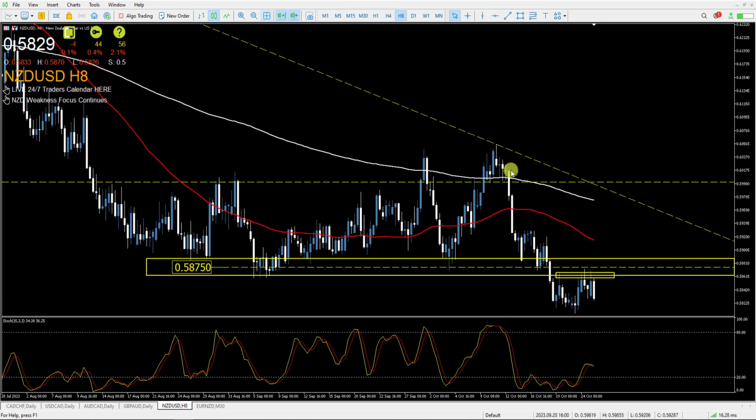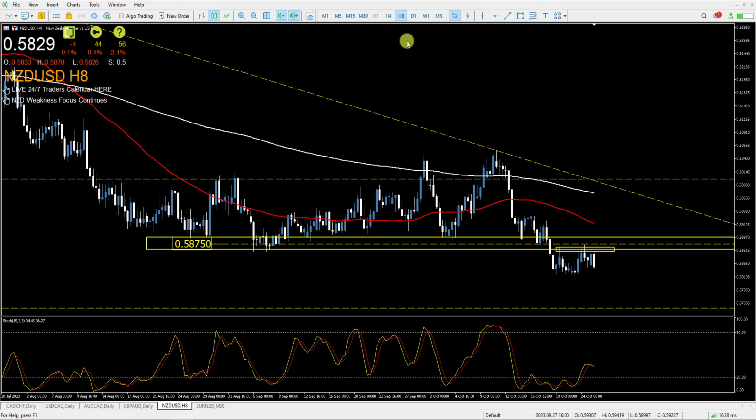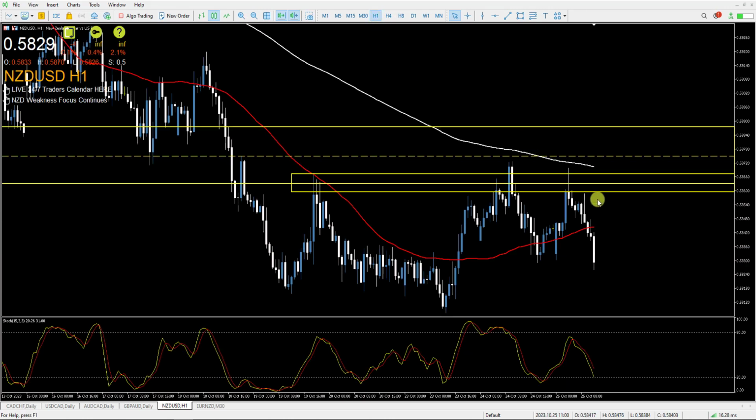Looking at the 8 hour as well, you can see we're failing to trade any higher. The hourly is looking pretty good as well. We did actually get some stochastic divergence up here. You can see price is making higher highs, stochastic making lower highs. At that point, price moved to the downside, it came back, it retested overnight, and now we're starting to see a bit more bearishness coming into this market.